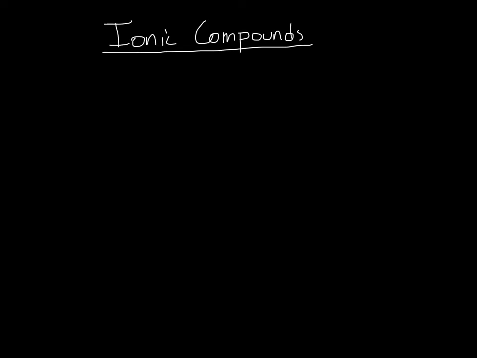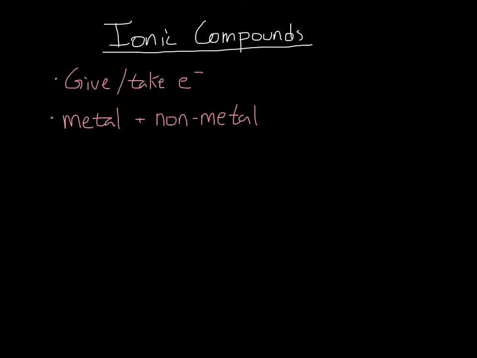Alright, now it's time to lay down some knowledge about ionic compounds. Ionic compounds are different from covalent compounds in that they do not involve the sharing of electrons. Instead, they involve the transfer of electrons. So we wind up with a give and a take of an electron. And we also always have metals and nonmetals when it comes to ionic compounds.